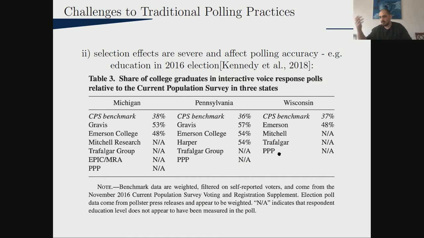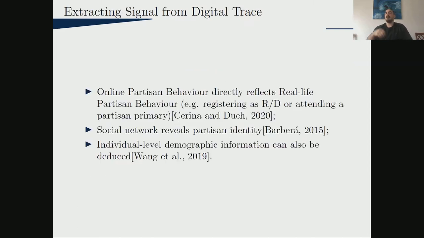So then the question becomes, okay, given that even random digit dials are really unrepresentative samples, why don't we move towards a model-based approach for public opinion polling, which is what we're arguing here. The challenge, however, is that if we want to replace public opinion polling with digital data, and especially I'm thinking Twitter, I'm thinking Amazon Mechanical Turk, we need to be able to extract signal from this digital data, which, as I said, is often even more unrepresentative than the polls and more unstructured. But there have been early examples of papers that have been able to do this.